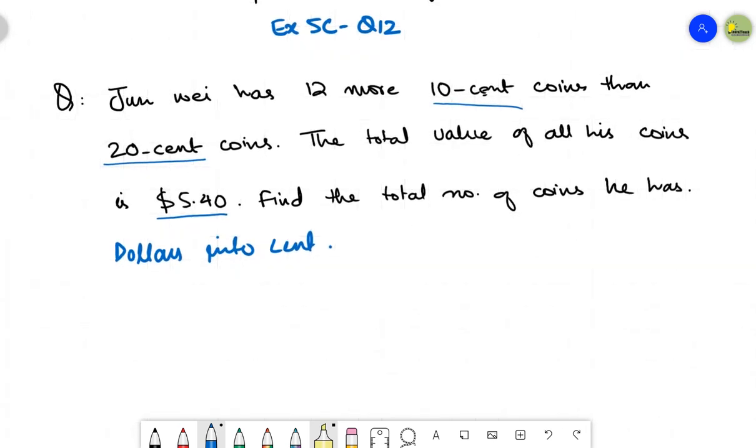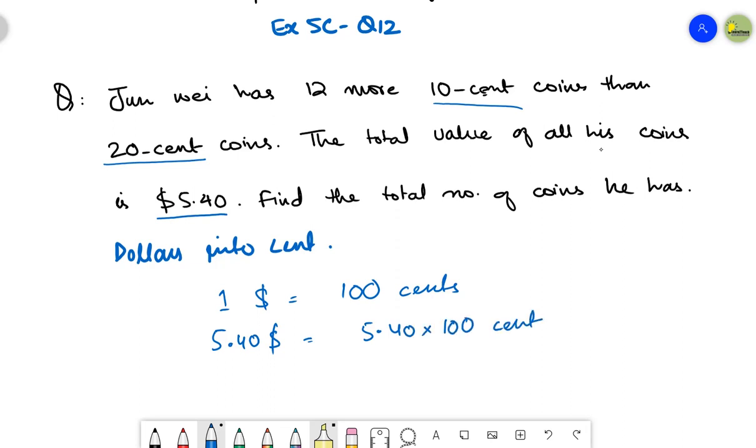So $1 equals 100 cents. If I talk about $5.40, then it must be 5.40 multiplied by 100 cents. If I multiply it, I'll get 540 cents. So these are the total cents that he has, the total amount.